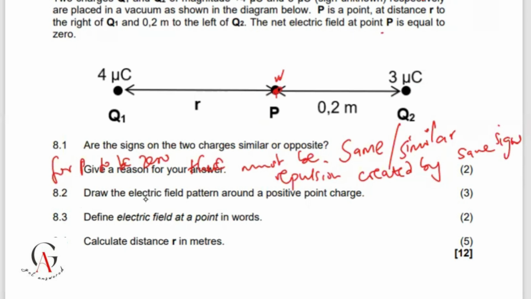Then they want the electric field pattern around a positive charge. So this is just general. So if we have a sphere, we're calling this positive. Those will be our field lines. And what we need to show will be the arrows that are leaving the sphere. Remember, these field lines should not meet each other, and they shouldn't cross each other. So that is 8.2. Then 8.3, they want us to define electric field at a point in words.